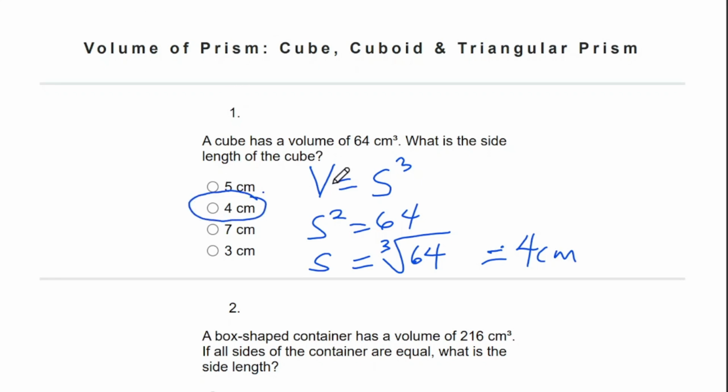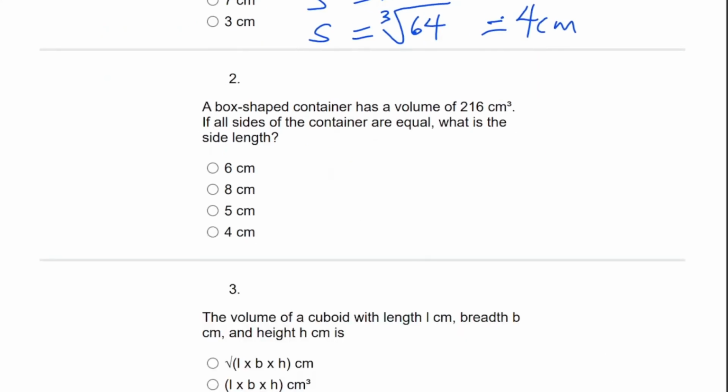So the next question is a box shaped container has a volume of 216 centimeters cube. So if all sides of the container are equal, what is the side length? So the same thing, the box shaped container has a volume of this. If all sides of the container are equal, this is a cuboid. This is a cube. That's what it means. If all the sides are equal, so that means the same thing.